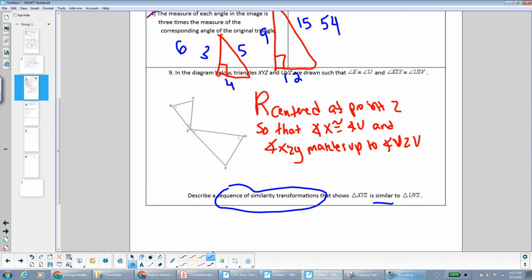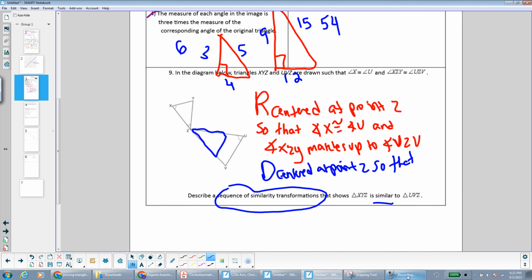And then we are going to dilate it, once again, center at point Z, because at this point, the two triangles will be facing, this triangle will have turned so that it's facing the same direction as this one. It's probably just going to be a little bit smaller, but it's going to be facing the same way. So we can say center at point C so that the corresponding parts match up.